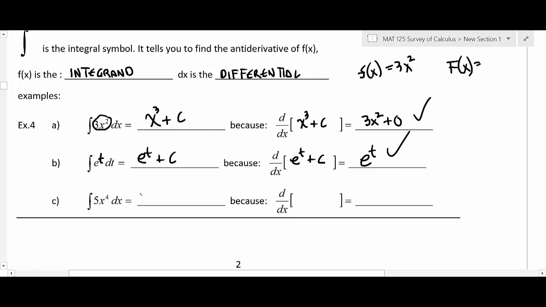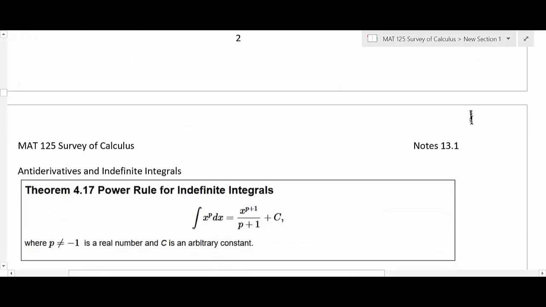x to the fifth plus c, okay? So if we do the derivative of that, what do you get? See, you're right. So that symbol, what we call an integral, is asking you to get an antiderivative. The plus c gives the family of antiderivatives. If you graphed these on your calculator, as c changes, all it does is move the graph up and down. That's what it looks like.